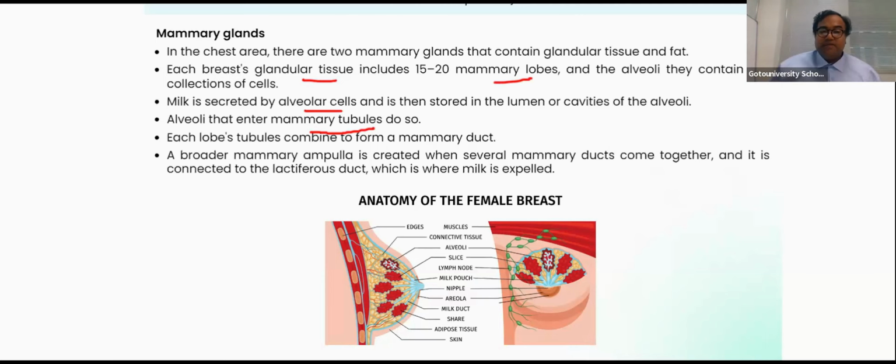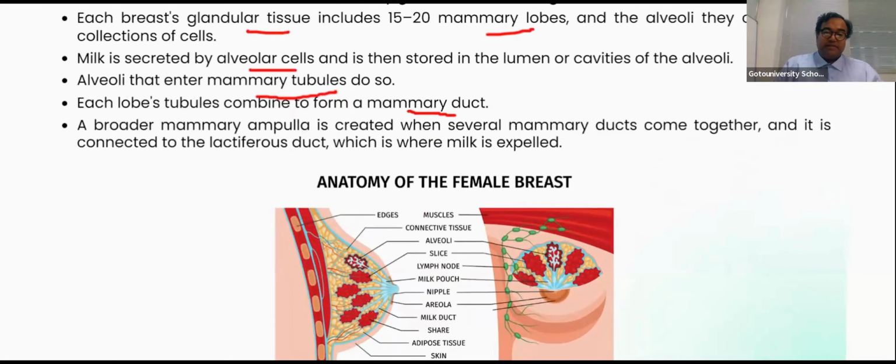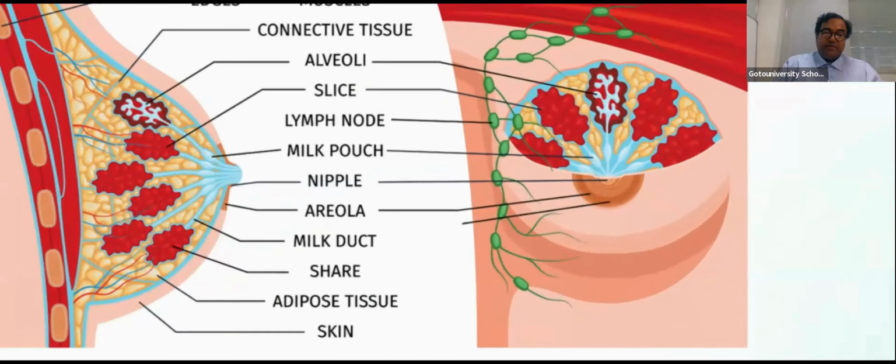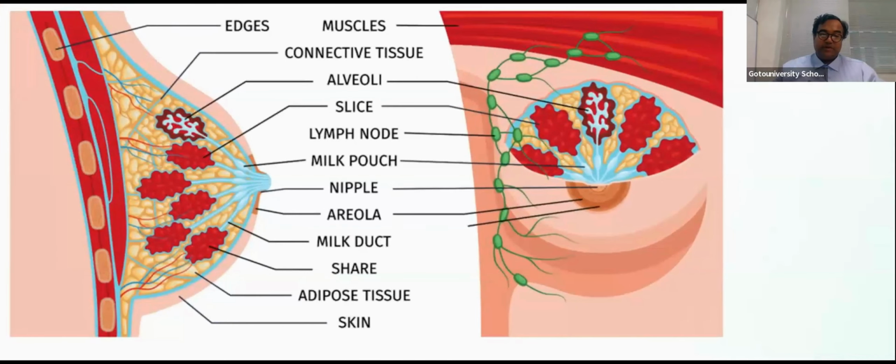So we need to understand the lobules. Many of them make a mammary duct. So if you're seeing the picture in detail, you will understand exactly. Calmly you understand, so that the discrepancy will be broken when you are in unclarity.